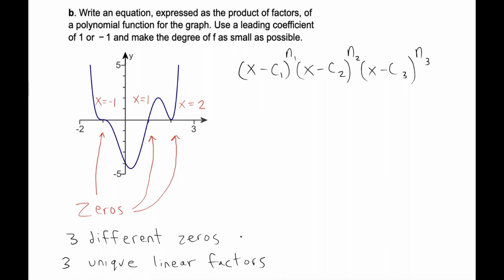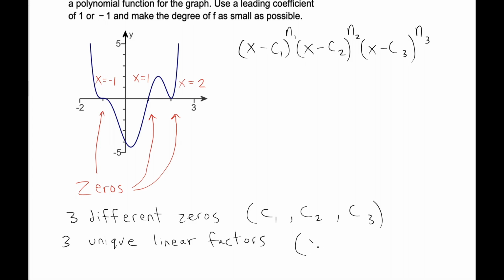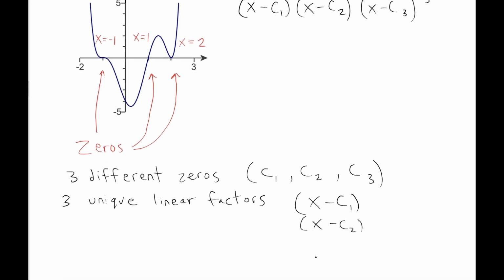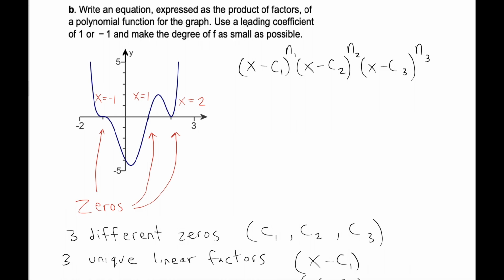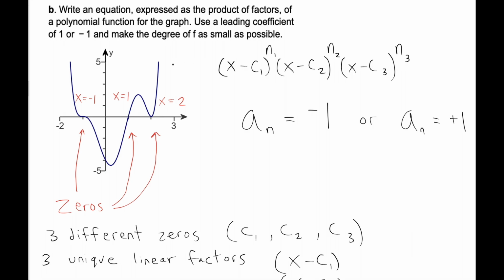So what are the zeros? C1, C2, and C3. What are the unique factors? X minus C1, x minus C2, and x minus C3. Now they also say that they want us to use a leading coefficient of 1 or -1. What that means is that the a needs to be -1 or +1. Now when we make our polynomial, we should include the possibility that there could be a leading coefficient of a.